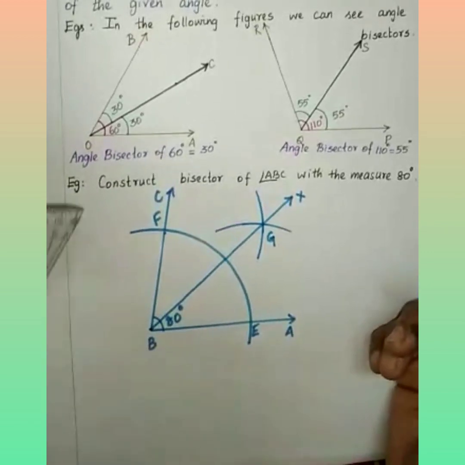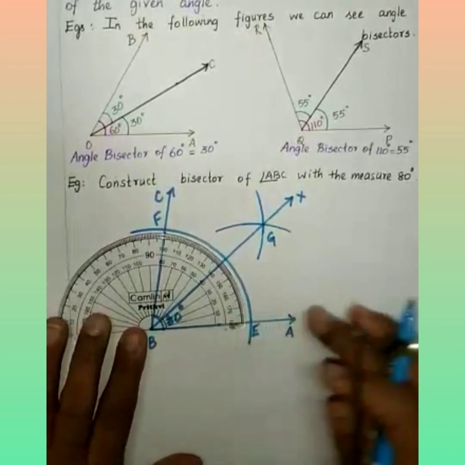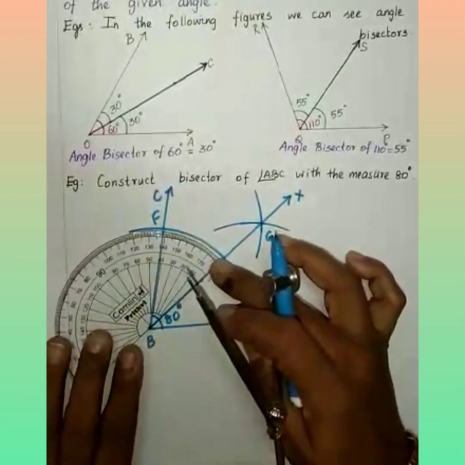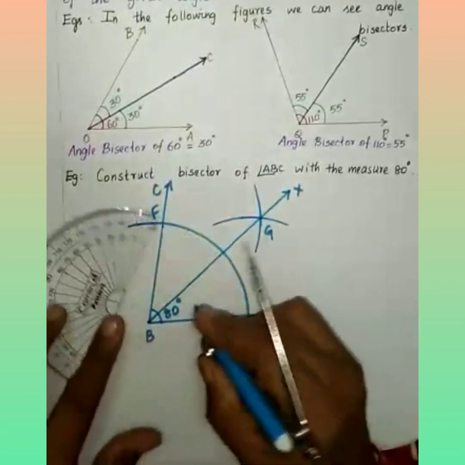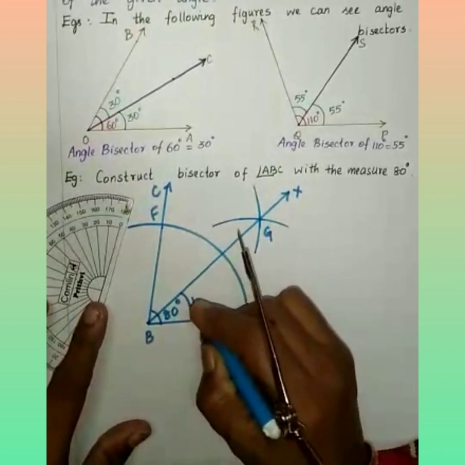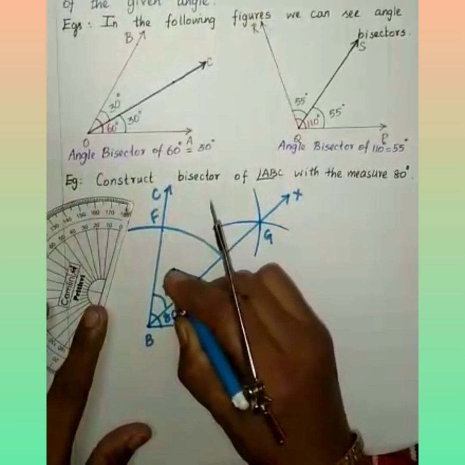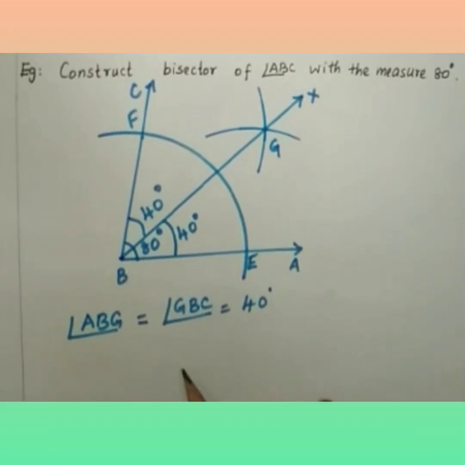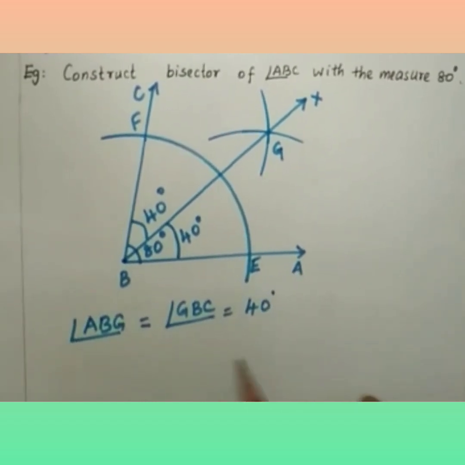Let us check. Angle ABG is 40 degree and angle GBC is 40 degree. So this is the angle bisector of 80 degree. Angle ABG is equal to angle GBC is equal to 40 degree. And this is how you can bisect any given angle.